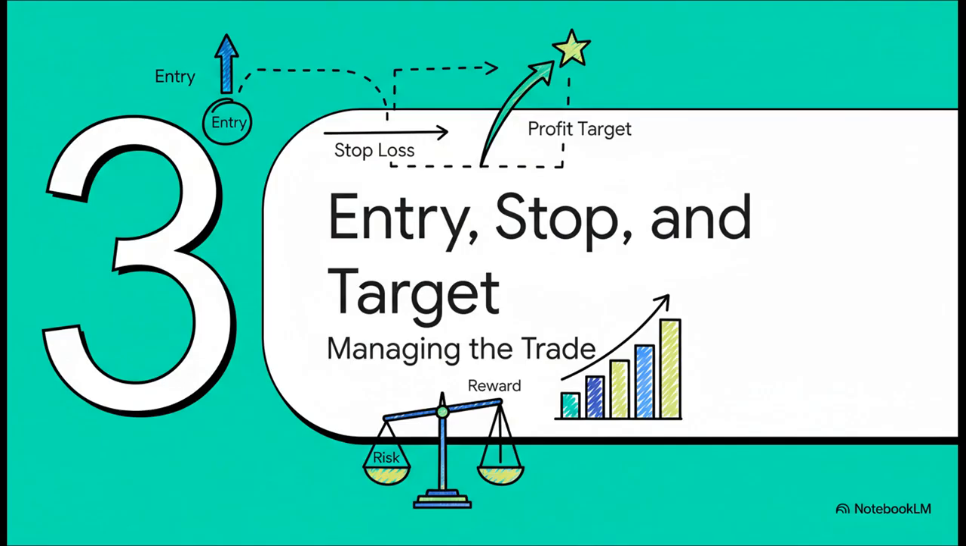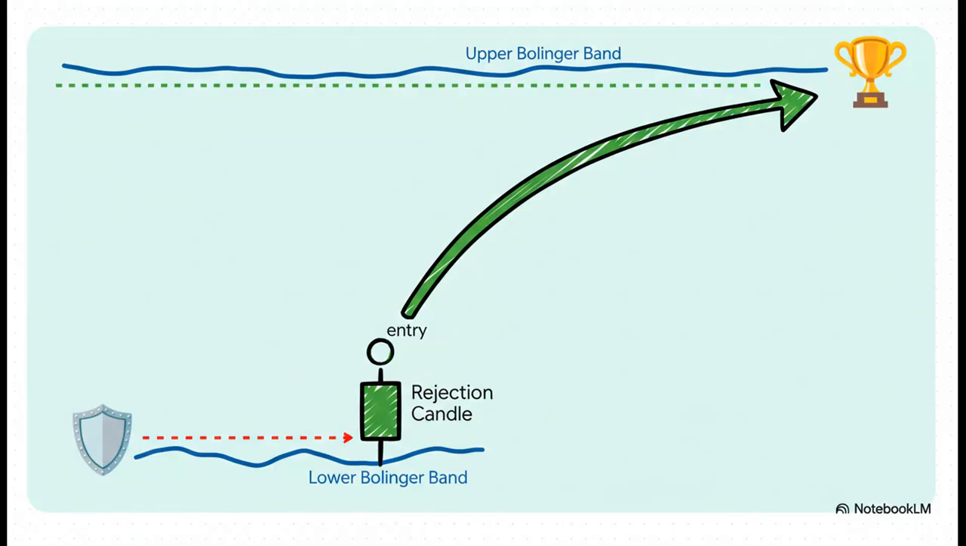Okay, finding the entry is one thing, but that's only half the battle, right? Now we have to talk about how to manage the trade. Let's make this a complete plan by defining our risk and our profit target right from the jump. And you know, the real beauty of this whole system is just how clear everything is. Your safety net, your stop loss, goes just a few ticks below the low of that rejection candle. Super simple. If the price breaks that low, the trade is off, the setup is invalid. And your profit target is all the way back up at the upper Bollinger Band. See, the entire trade, entry, stop, and target, is defined by that single candle.